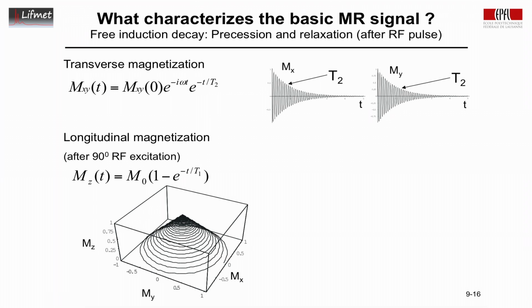So this could be described by a behavior like this, and this is fairly complicated. So if we look at the Z magnetization, it builds up in an exponential function. So it goes from 0 to M0. And how fast it recovers to M0 is described by T1.